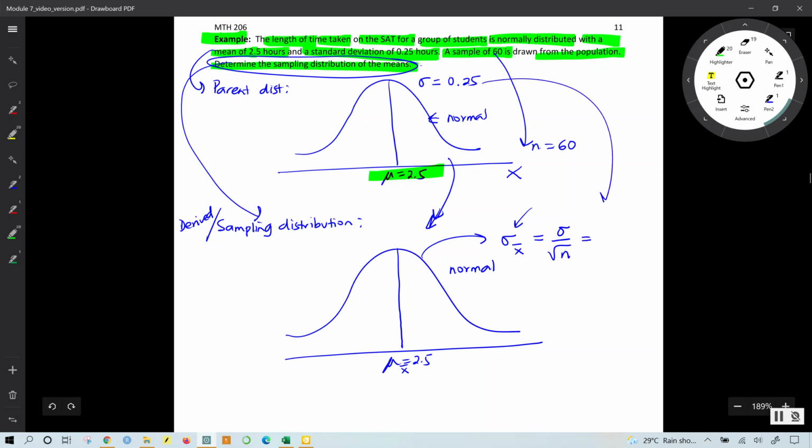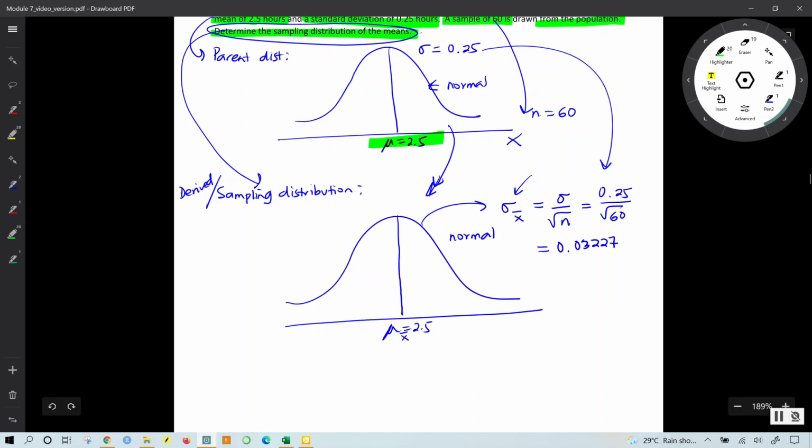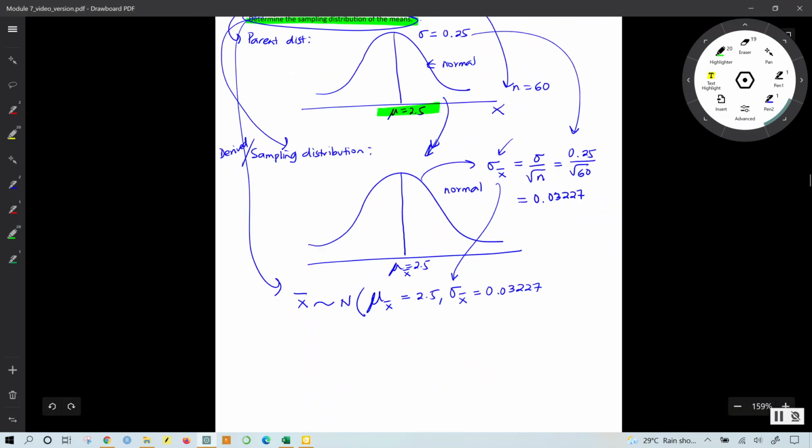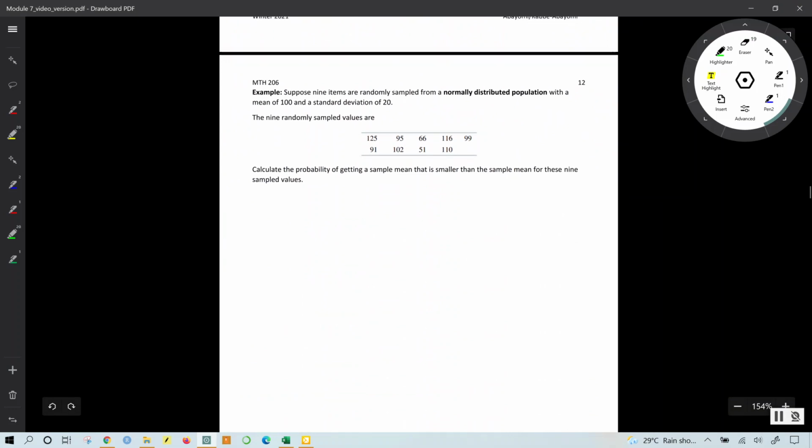And that will be equal to 0.25 divided by the square root of 60. And that will be equal to 0.03227. So I have answered that question. The sampling distribution of the sample means will be x bar that follows the normal distribution with a mean of 2.5 for the sample means and a standard error of 0.03227. With that question completed, we proceed to the next page.